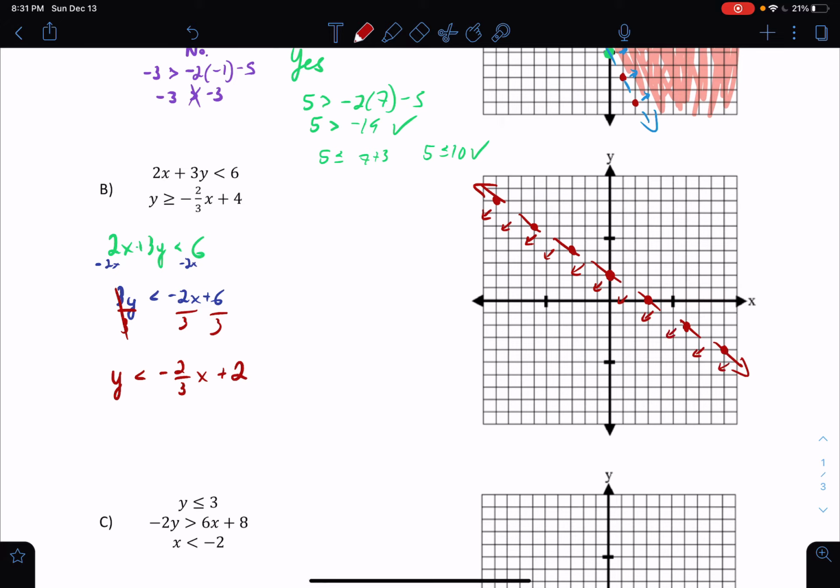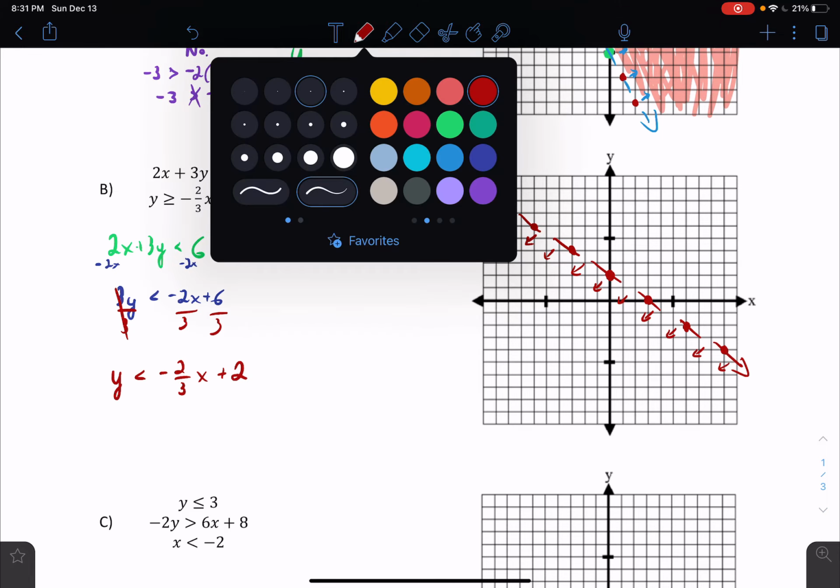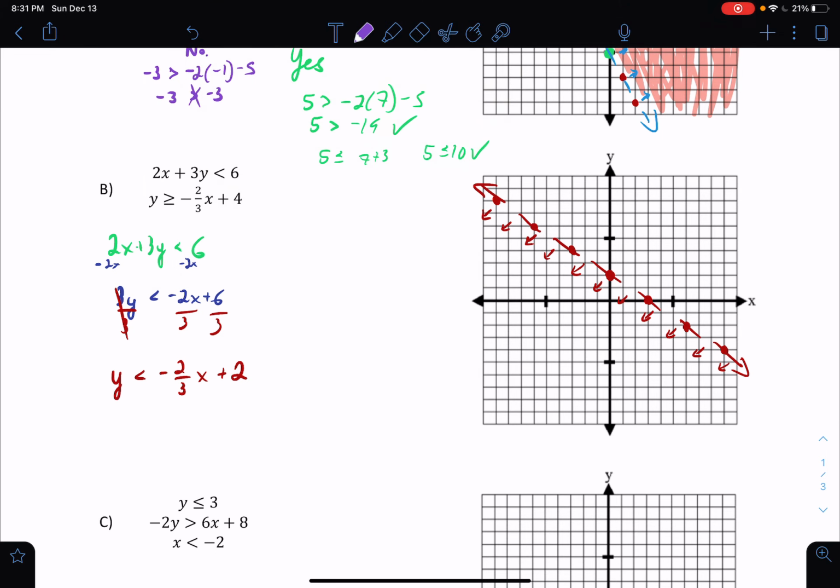Okay? Next up is y is greater than or equal to negative 2/3 x plus 4. So this is already in slope-intercept form. I'm going to start at 4, and I'm going to go down 2 to the right 3, down 2 to the right 3, so on and so forth. Just getting a couple more points. All right, and this is a solid line because I have equality. And this is y is greater than or equal to, so I'm going to shade above.